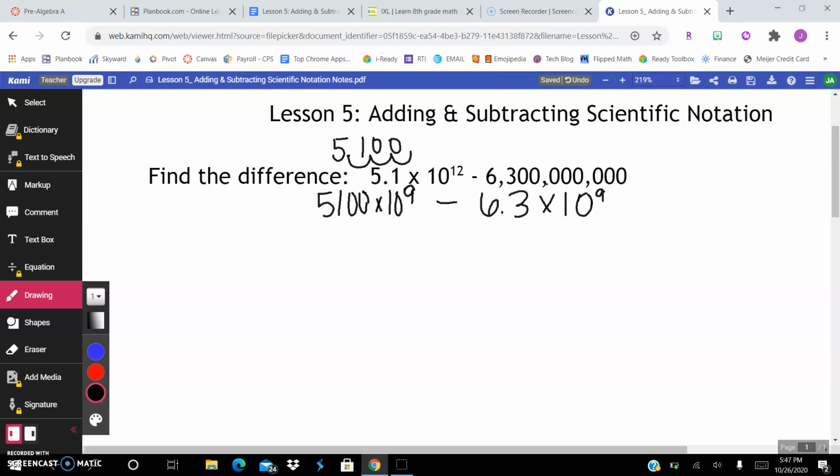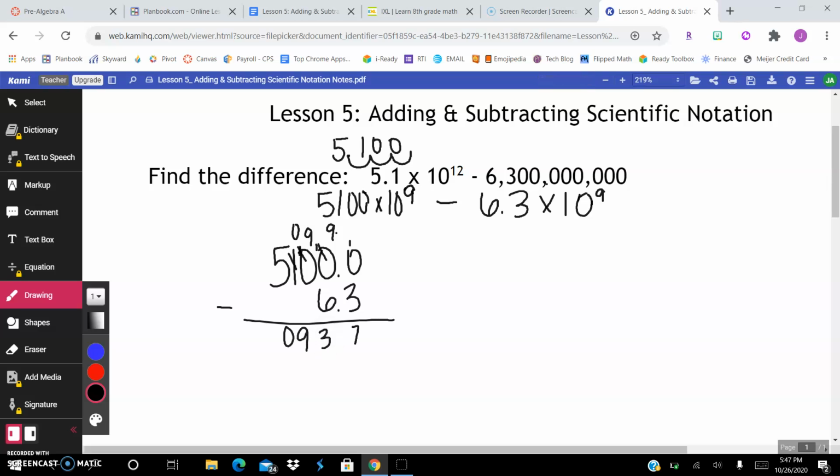So we are going to go ahead and subtract the numbers out front. So 5,100 minus 6.3. Line up decimals, fill in with zeros. Going to have to do some borrowing here. 10 minus 3 is 7. 9 minus 6 is 3. 9 minus 0 is 9. 0 minus 0 is 0. And then bring your 5 down. And our decimal. And then we have times 10 to the 9th.